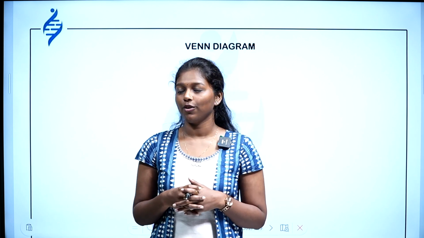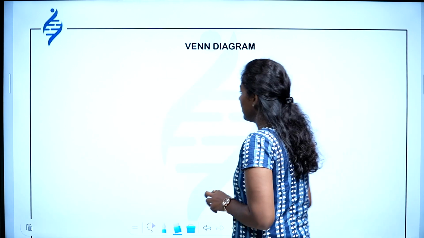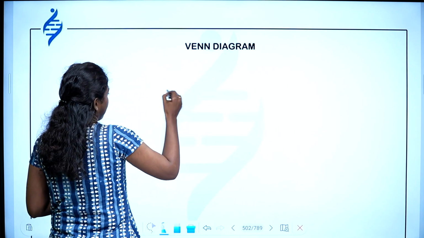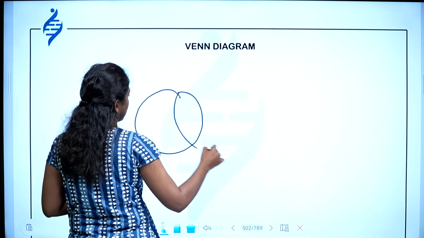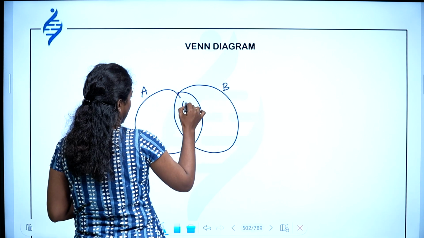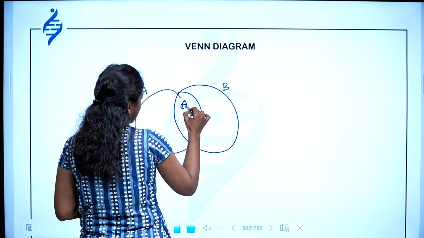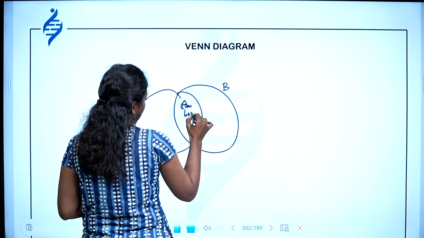So let's check what is a Venn diagram. Generally a Venn diagram will be in this manner, where this will be A, this will be B, and this is the common elements, common to both A and B.